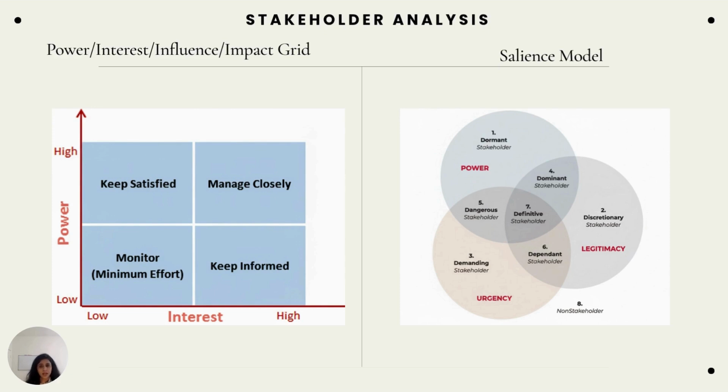Based on these overlaps, we categorize them further. For example, dominant. Dominant is nothing but power plus legitimacy, right? You see number 4, that is dominant, who have power and the request or validity is legitimate. So they are dominant stakeholders. Now there are dangerous stakeholders, who have power and who are pushing you to do it quickly, urgently, and get it done. So those are dangerous stakeholders. And then there are dependent stakeholders, who have the urgency and also they are legitimate. So they are dependent stakeholders.